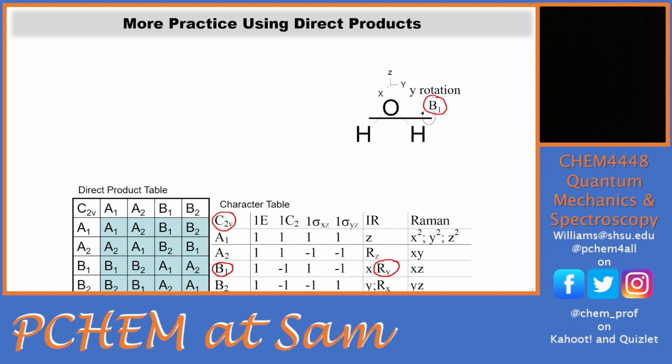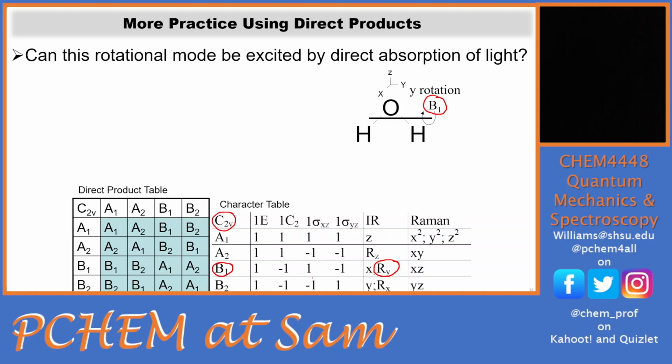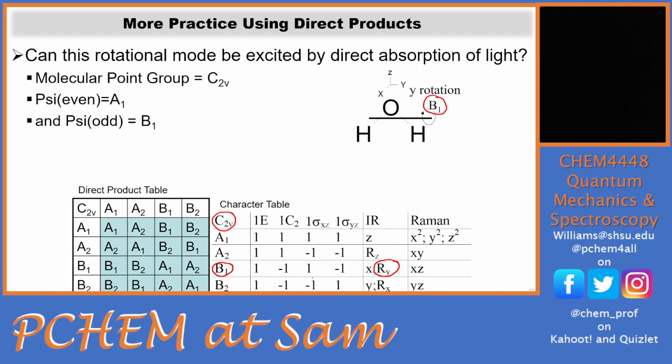And then we have the direct product table. I went ahead and filled out the whole thing instead of leaving it triangular. And so can this rotational mode be excited by direct absorption of light? So we have a point group of C2V. The ground state rotational wave function is A1. The excited state is B1. And here's your other rotational motions. We're going around Y, so it's B1.